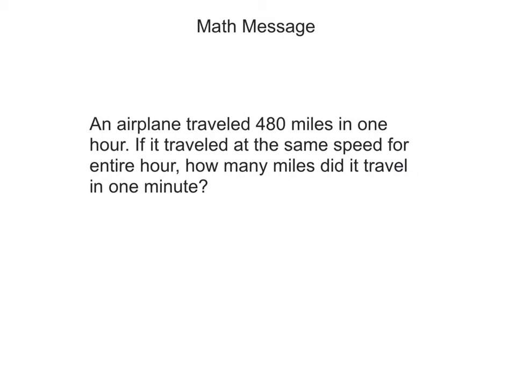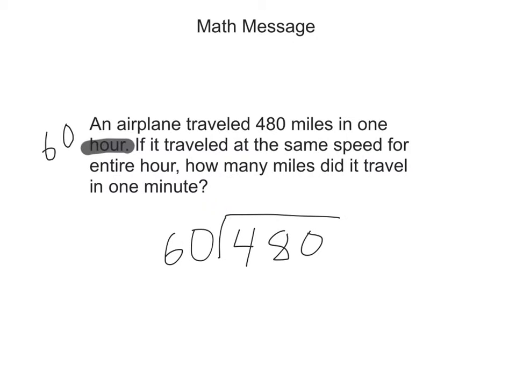What I'm thinking here is that I can take this 1 hour, that's right here, and I know that that's also equal to 60 minutes. So I'm going to replace that with 60 minutes. And now what I should be able to do is take my 480 miles and divide it by 60. And the reason I do that is because there's 60 minutes in an hour, and my problem is asking me to find out how many miles did they travel in 1 minute. So I know that 60 goes into 480 how many times? Okay, if you said 8, that's correct.